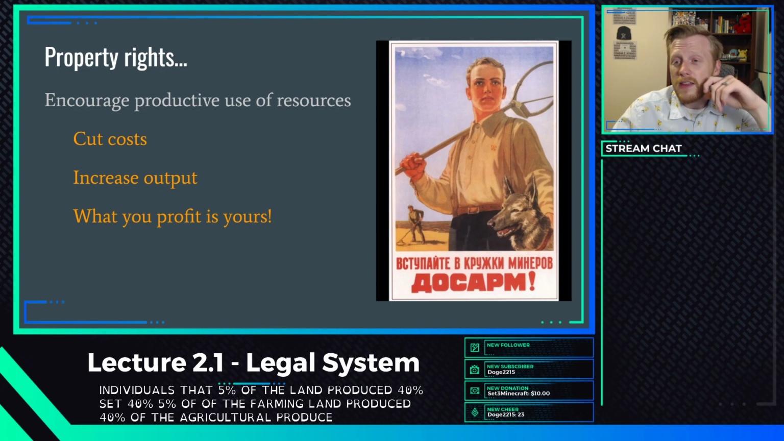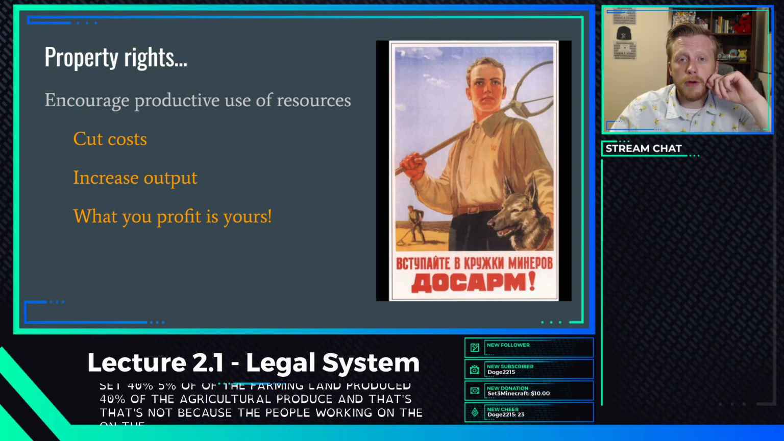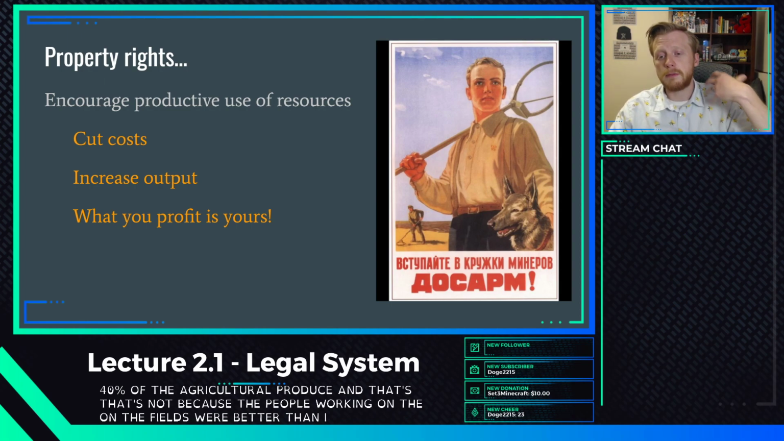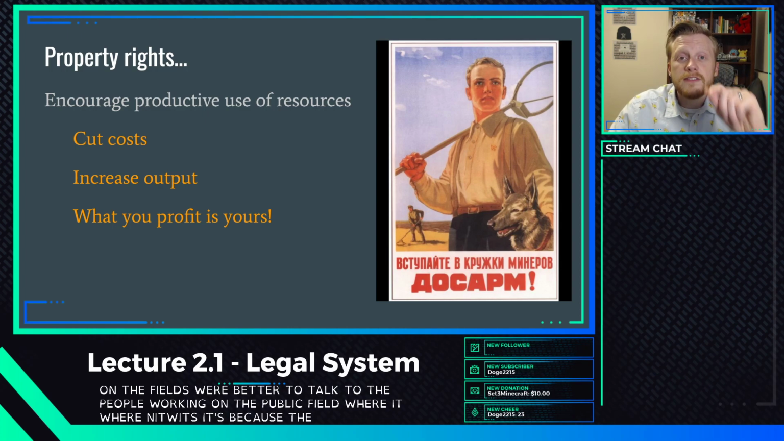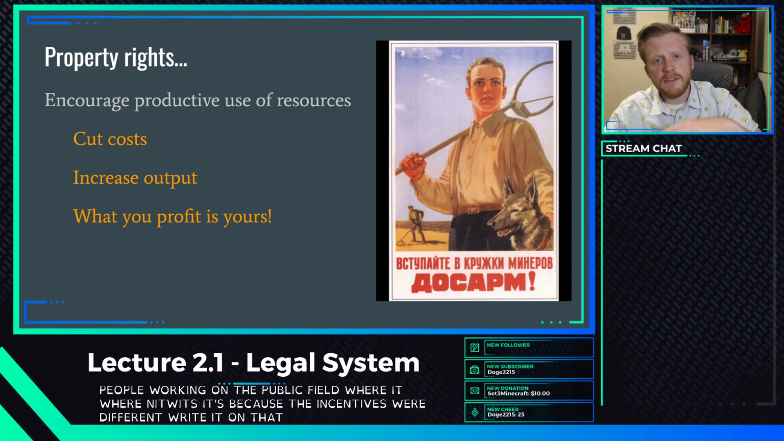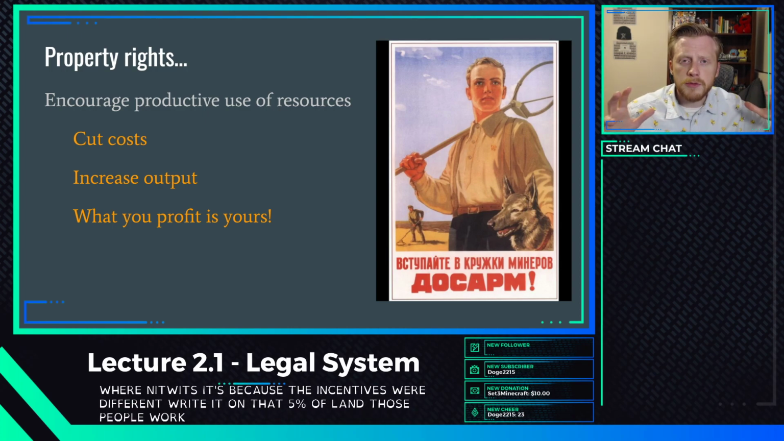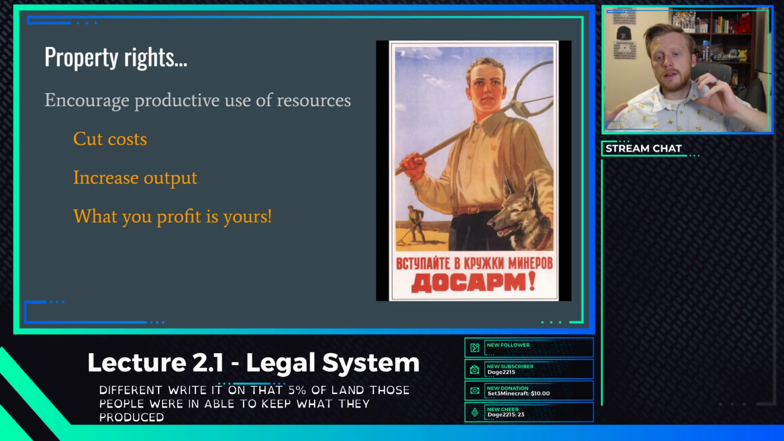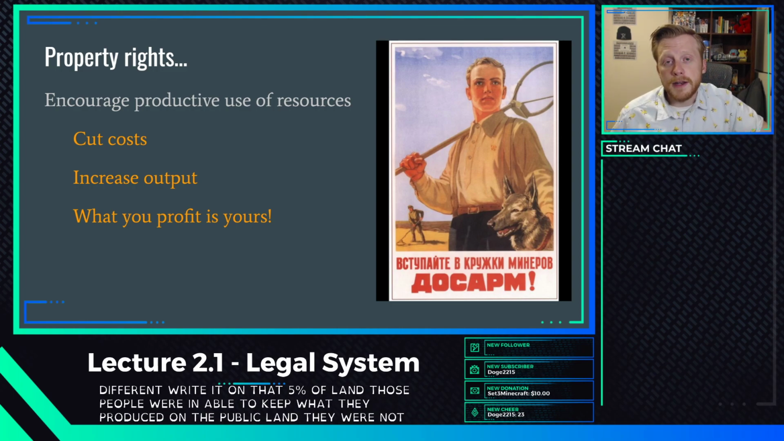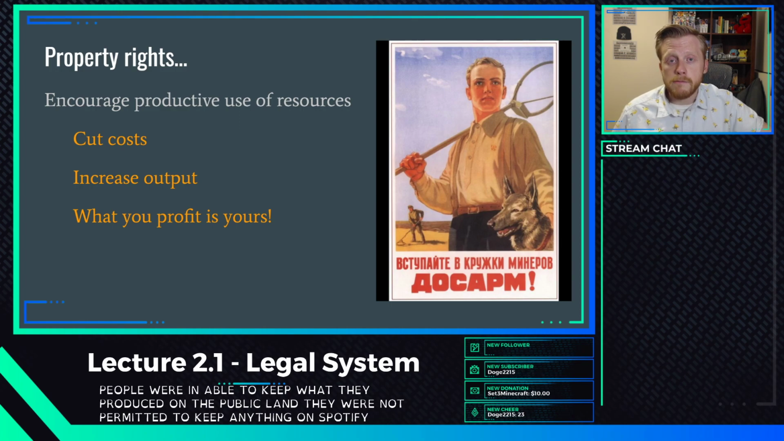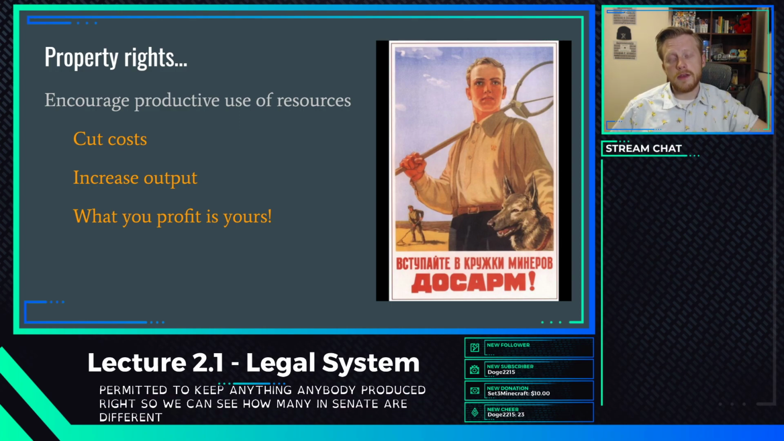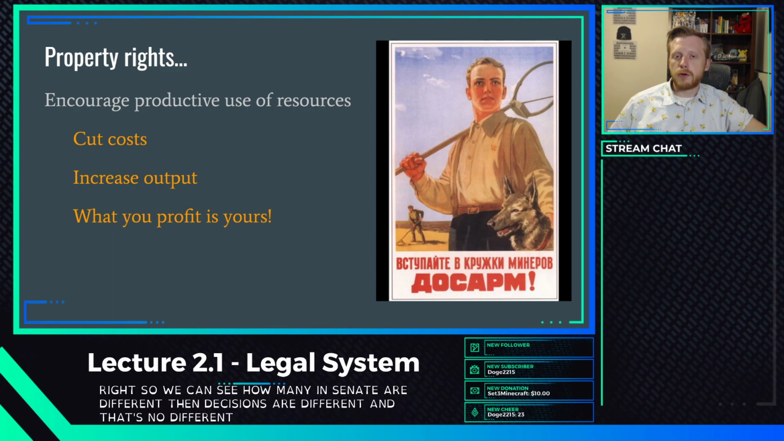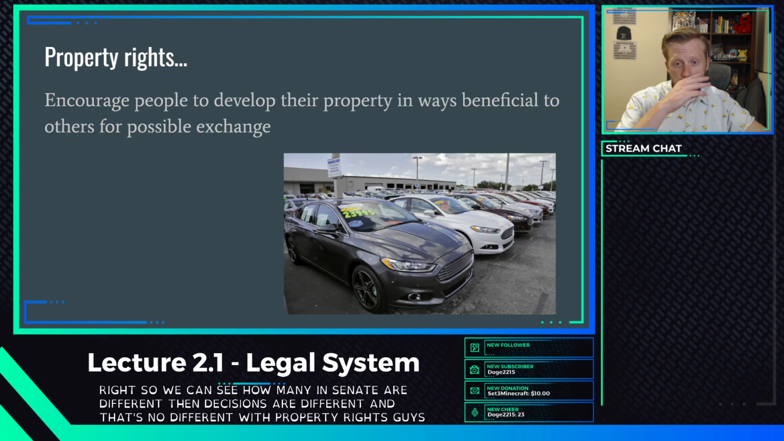Right, and that's not because the people working on the private fields were better. That's not because the people working on the public fields were nitwits. It's because the incentives were different, right? On that 5% of land, those people were enabled to keep what they produced. On the public land, they were not permitted to keep anything of what they produced, right? So we can see how when the incentives are different, then decisions are different, and that's no different with property rights, guys.